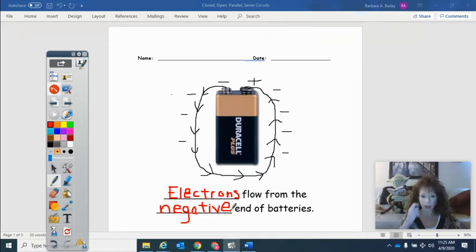Okay, so electrons flow from the negative terminal of a battery and then make a complete circuit and return to the positive terminal. All right. And that's an E, so it's electrons. Right, I'm going to erase that and scroll down.